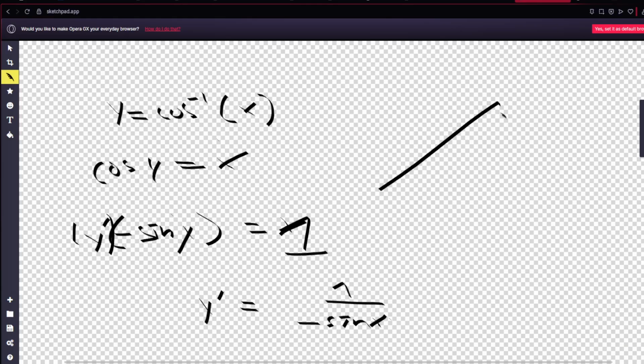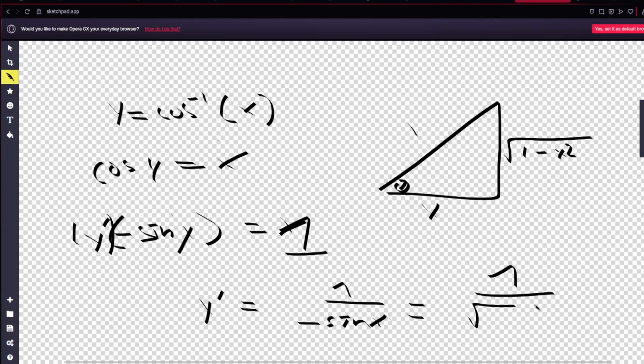And on that triangle here, remember this is the angle, so this would be the evaluation of sine theta. That's going to be equal to the square root of 1 minus x squared. And negative sine theta is going to be opposite over hypotenuse, which is just negative 1 over the square root of 1 minus x squared, with that negative just being right there. So pretty simple stuff.